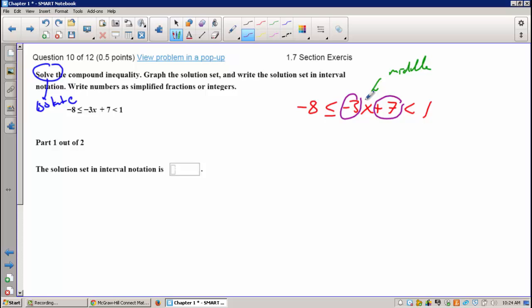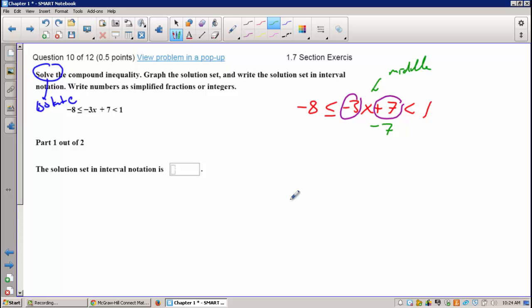So which one is first? Which one are you going to tackle first? Which one are you going to cancel? 7 or negative 3? 7. The addition is first. So I will subtract 7, and this way we will be done, right? Is that all?